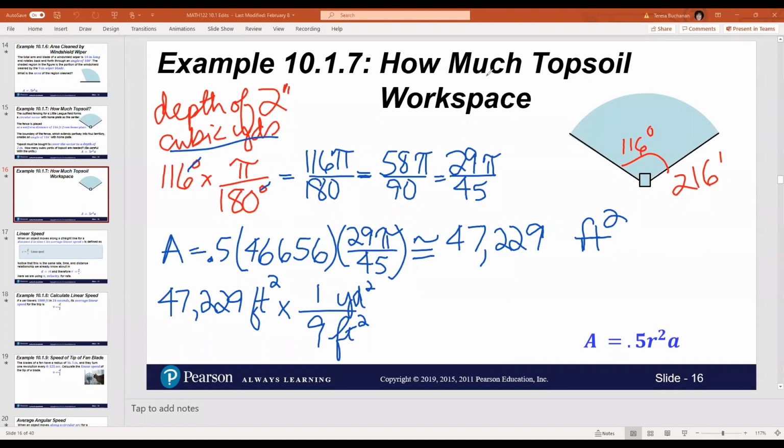So 47,229. And the reason I brought this out, it takes a while to get through this, but it is in your homework. One like this is in the homework. So I did not want you to hit that and think, what in the world?